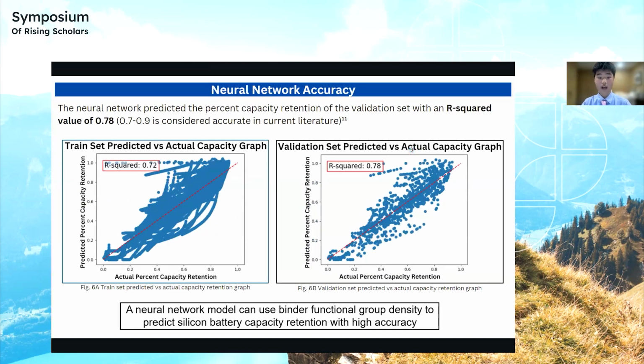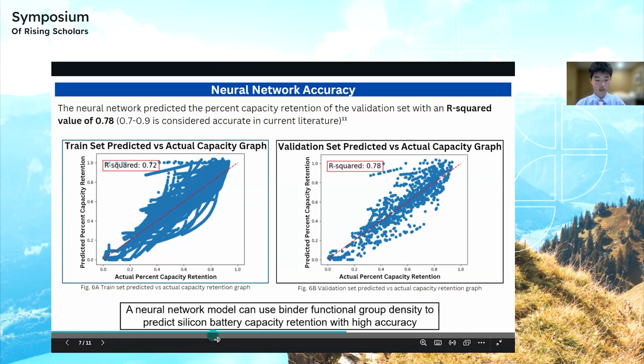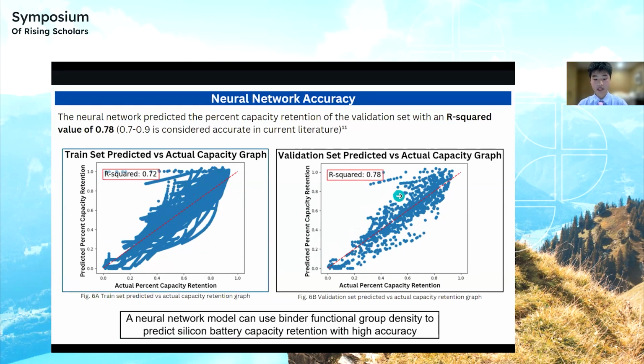My neural network was quite accurate with an R-squared value on the validation set of 0.78. This is significant considering that an R-squared value between 0.7 and 0.9 is considered highly accurate in current neural network literature. Therefore, I was able to conclude that a neural network model can use binder functional group density to predict silicon battery capacity retention with high accuracy.